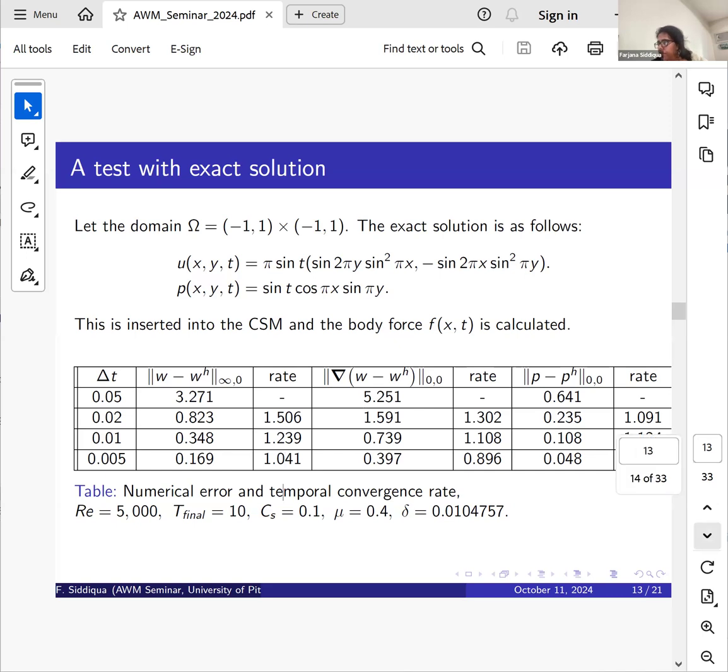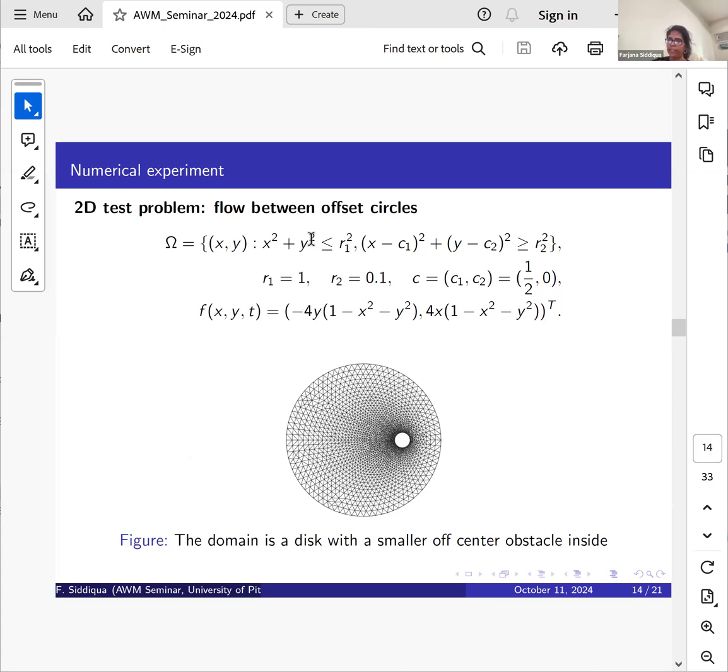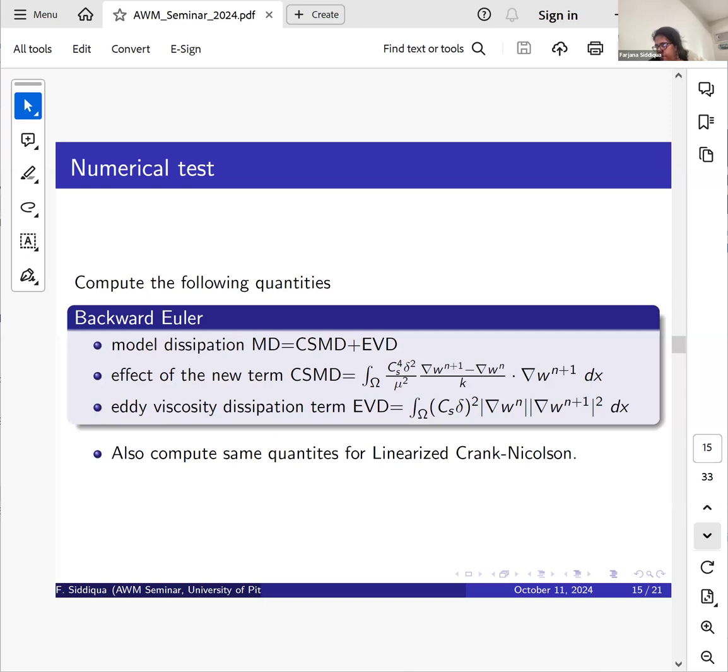Next we are going to test a domain that is like an offset cylinder. So, a 2D offset cylinder: the outer circle is fixed, and there is a body force that rotates the flow. Once you set it up, this is your domain, and you try to see the backscatter phenomenon. So you are trying to observe these quantities in your test.